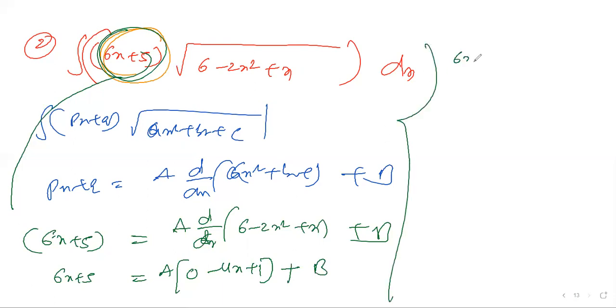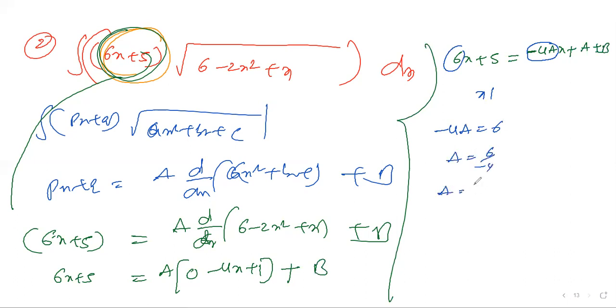Next, what do you get, Nana? 6x plus 5 is equal to what you are going to get now? Minus 4ax plus a plus b. Clear or any doubt? Yes, sir. Now what you have to do is compare the x power 1 coefficient. What is the x power 1 coefficient? Minus 4a is equal to 6. So a is equal to 6 by minus 4. Now a is equal to minus 3 by 2. Any doubt in this? Please tell me.